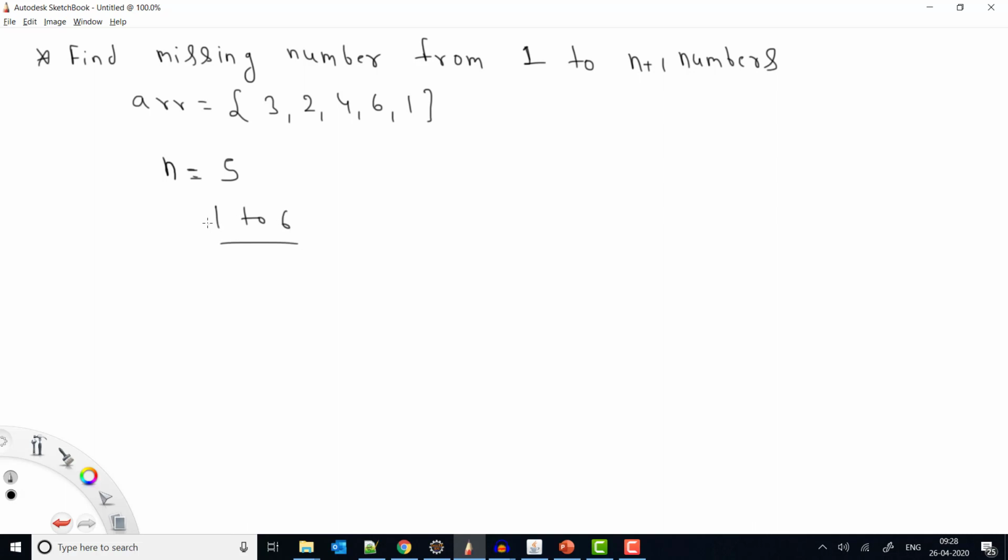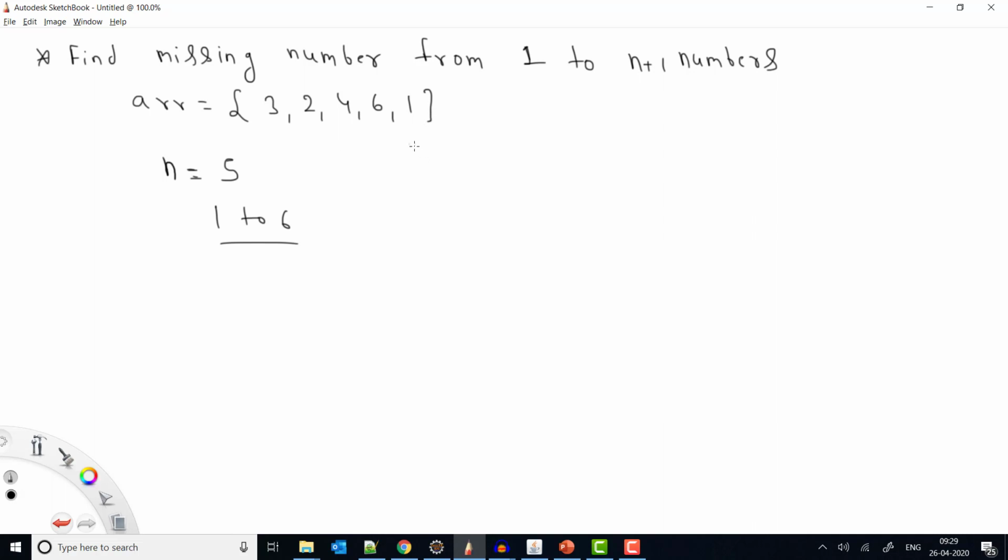Now there is one missing number from 1 to 6 and we need to find what the missing number is. In this case my missing number is 5, because you cannot see 5. We have 1, 2, 3, 4, but 5 is not here, and then we have 6. So that's the question: we have numbers from 1 to n plus 1, meaning 1 to 6 here because our n was 5, and we need to find the missing number.